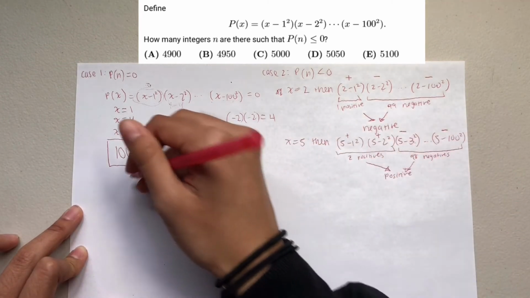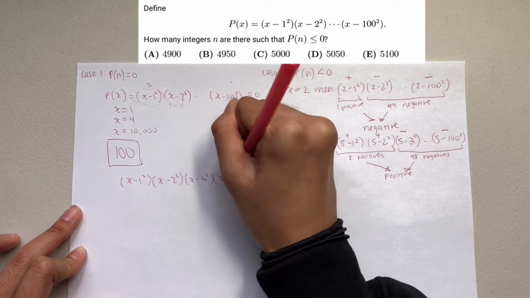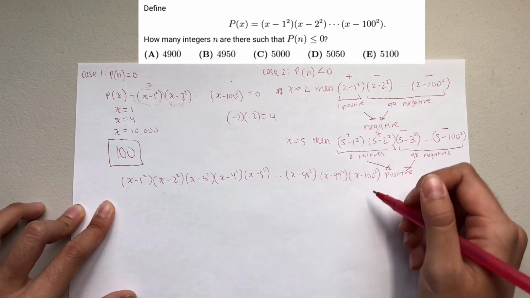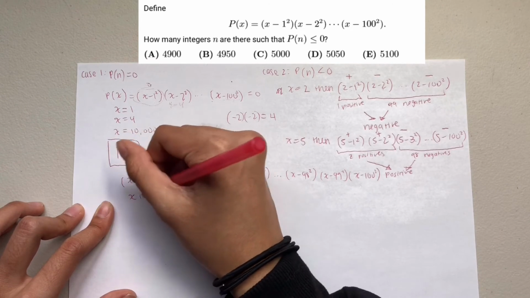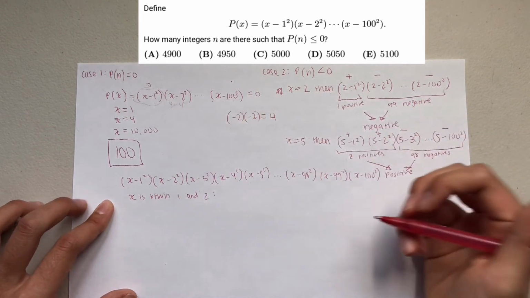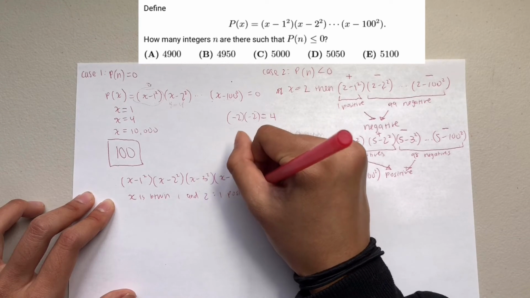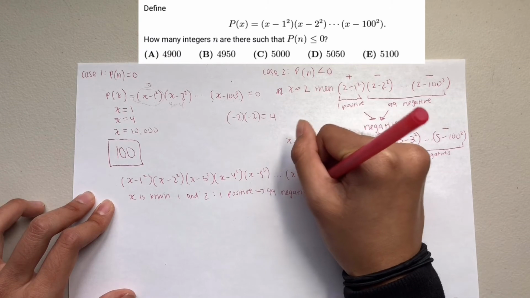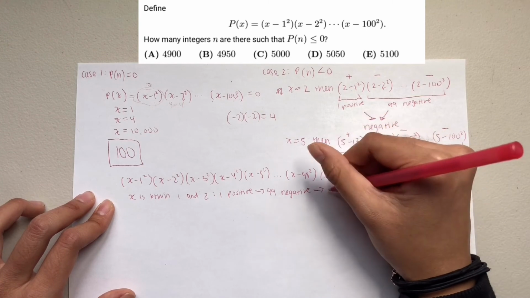I'm going to rewrite what the problem says. So now we can find how many integers there are so that P(n) is less than 0. If x is between 1 and 2, then there will be only 1 positive, which means that there will be 99 negative, because the rest are negative. And so that means that the entire product is negative.